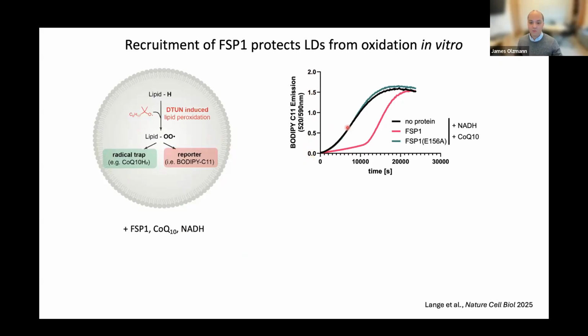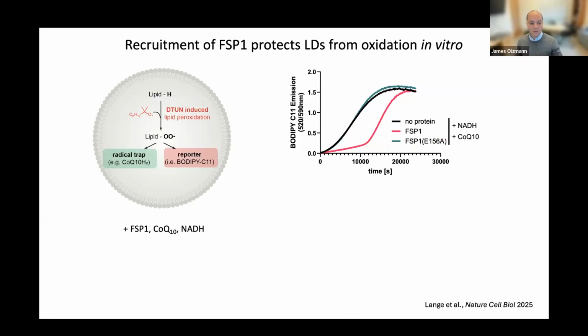So what I'm showing you here is the accumulation of lipid peroxides over time using BODIPY C11 as an indirect readout. We see that with no protein, we accumulate lipid peroxides here, shown in black. If we add in wild-type FSP1, together with its substrates NADH and CoQ10 or ubiquinone, we suppress the accumulation of these lipid peroxides. Eventually, we start to accumulate lipid peroxides again. We have this inflection point. And what this is, we've consumed all of the NADH in the reaction, so we can no longer recycle CoQ. If we simply added more NADH, we extend this lag phase even longer. If we add an inactive version of FSP1, the E156A mutant, this has no effect.